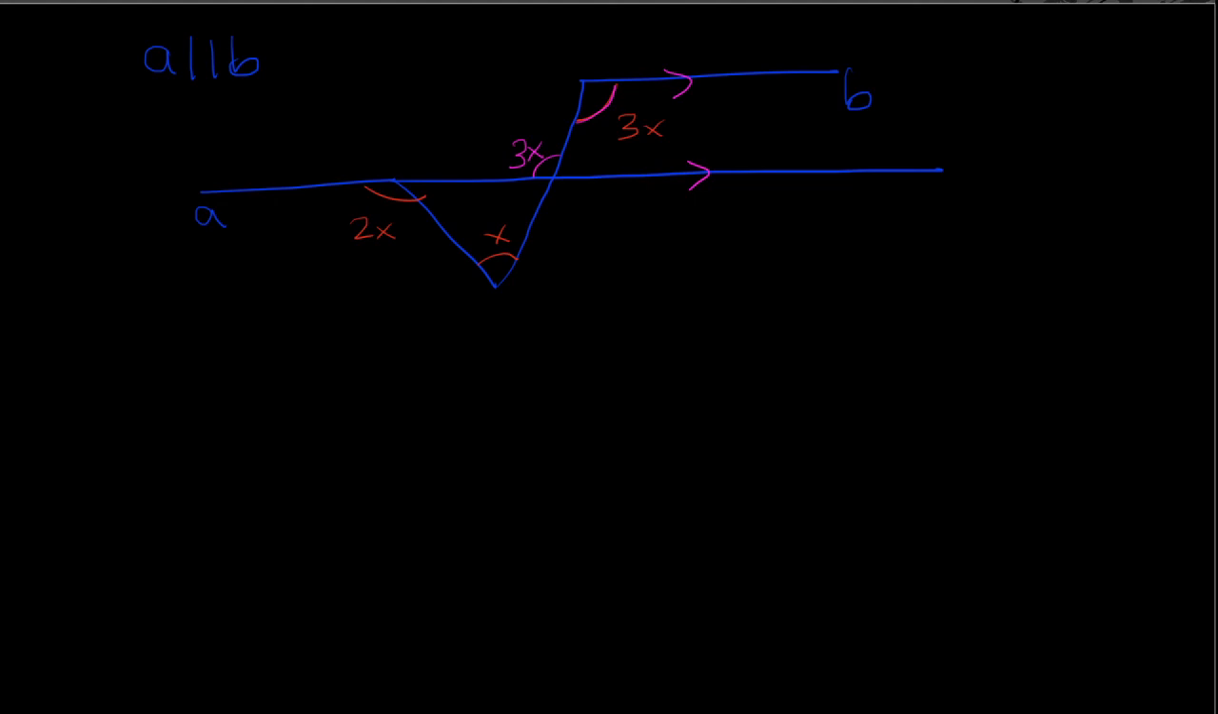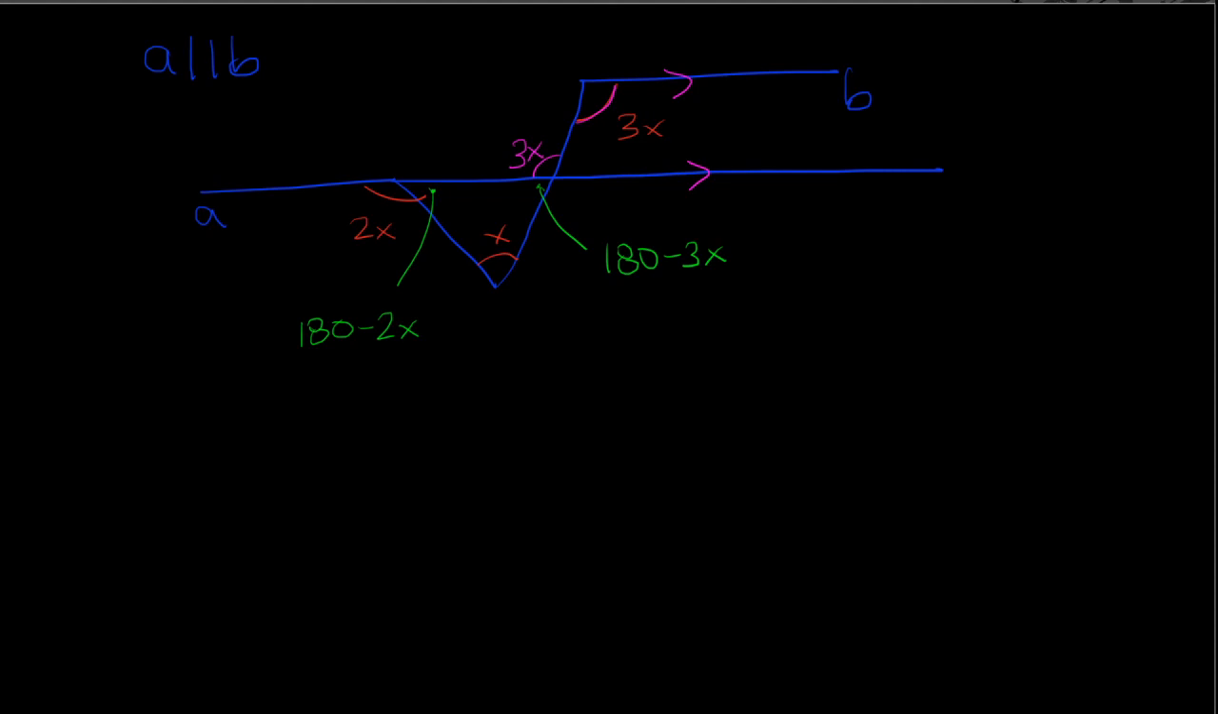Now the inside angle here is supplementary to 3x. So that would have to be 180 minus 3x. And now the other angle here is supplementary with 2x. So that has to be 180 minus 2x. Our goal here is to solve for x.